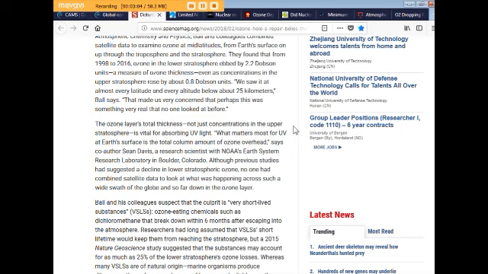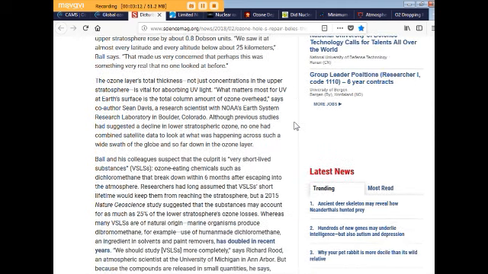The ozone layer's total thickness, not just concentrations in the upper atmosphere, is vital for absorbing UV light. "What matters most for UV at Earth's surface is the total column amount of ozone overhead," says co-author Sean Davis, a research scientist with NOAA's Earth System Research Laboratory in Boulder, Colorado. Although previous studies had suggested a decline in lower stratospheric ozone, no one had combined satellite data to look at what was happening across such a wide swath of the globe and so far down in the ozone layer.